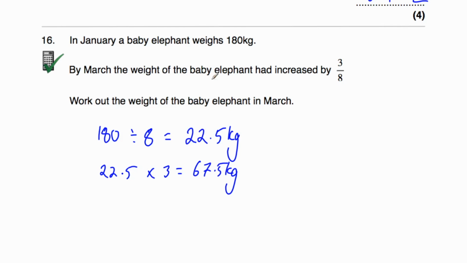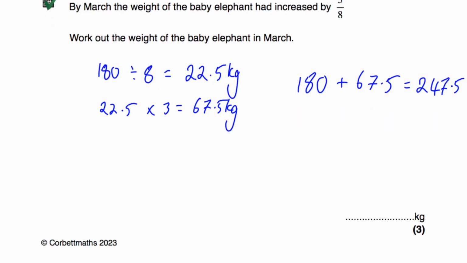But remember, the weight of the elephant had increased by 3/8, so we need to add that on to what it was to begin with. So we're going to do 180 plus 67.5, and that would tell us how heavy the baby elephant is. So 180 plus 67.5 is equal to 247.5 kilograms. So let's write that down.